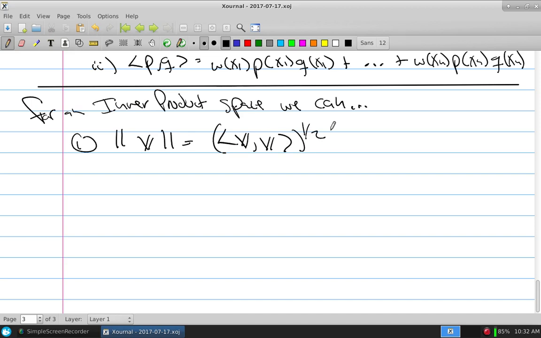So we have lengths. That means for every inner product space, I could say, Rn with a weighted inner product, how long is this? Continuous functional space with this weighted inner product, what's the length? What's the magnitude? Just simply take the inner product to the 1/2 power with itself. The second thing that we could do is we know angles.